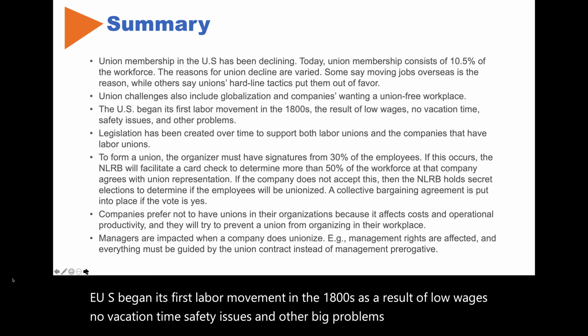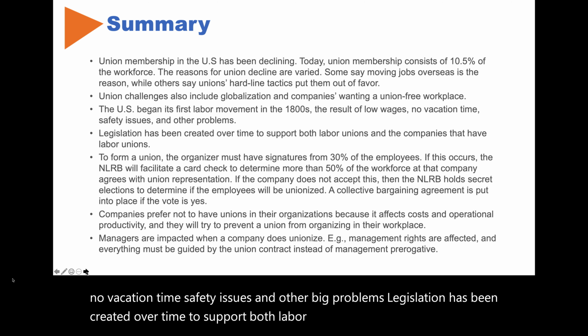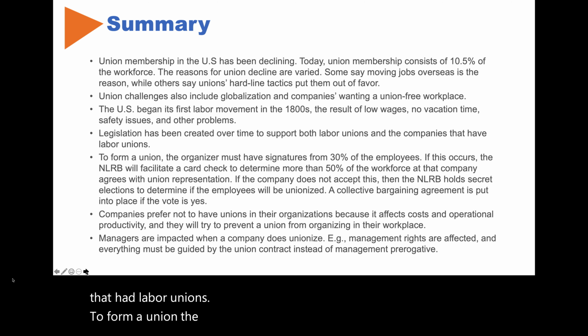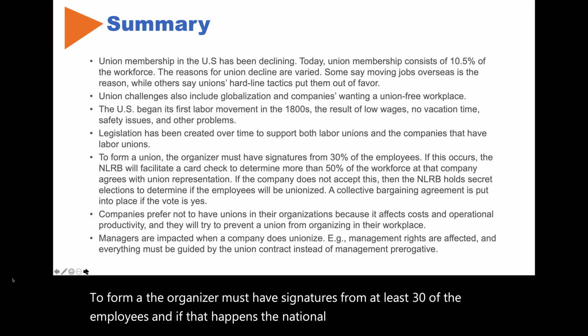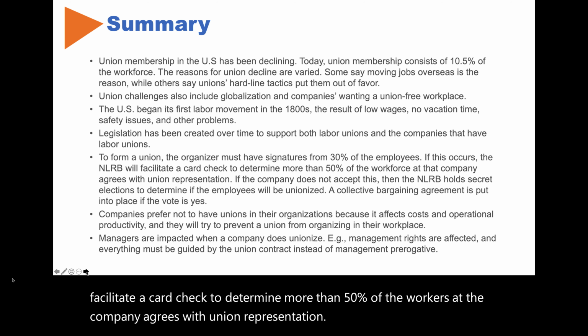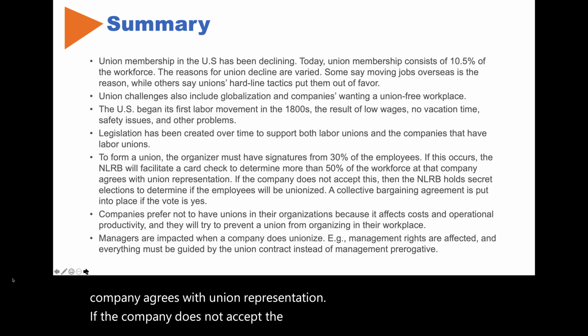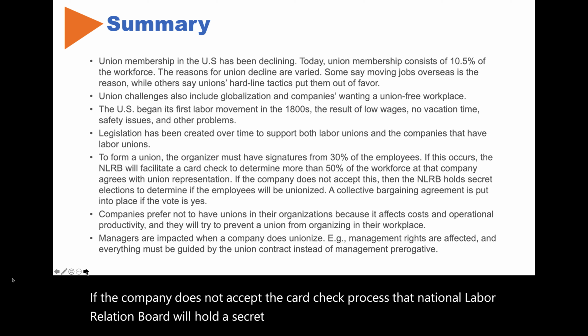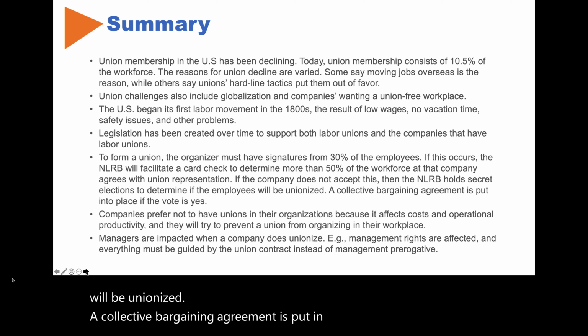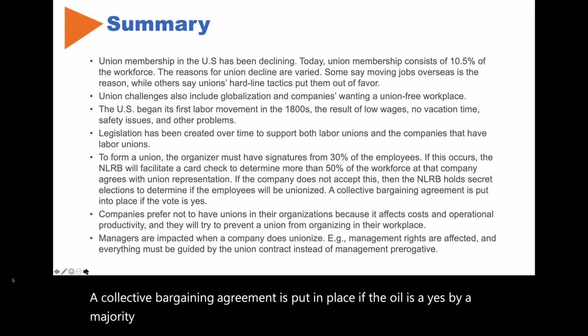Legislation has been created over time to support both labor unions and the companies that have labor unions. To form a union, the organizer must have signatures from at least 30% of the employees. And if that happens, the National Labor Relations Board will facilitate a card check to determine if more than 50% of the workforce at the company agrees with union representation. If the company does not accept the card check process, the National Labor Relations Board will hold a secret election to determine if the employees will be unionized. A collective bargaining agreement is put in place if the vote is a yes by a majority of 51%.